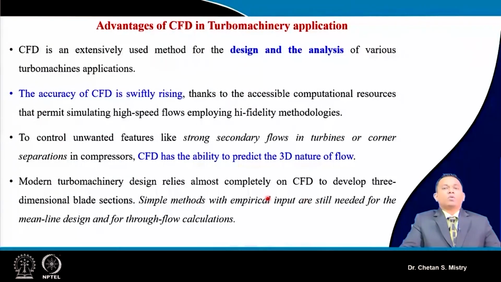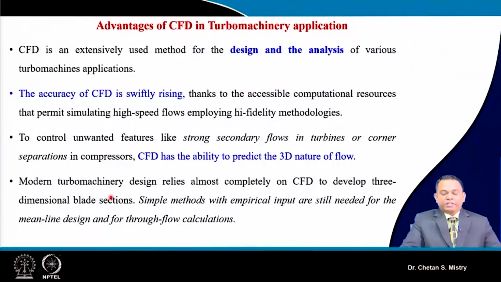So overall, CFD is now a helping hand for the design and analysis of different turbomachinery. Its use has been increasing day by day, because we are able to simulate high-speed flow with high-fidelity methodologies. Now we are able to control secondary flow phenomena, even the corner separation for compressor and turbine blades, and that helps us analyze the three-dimensional flow happening between the blade passages.